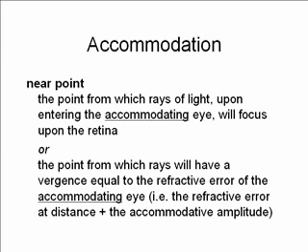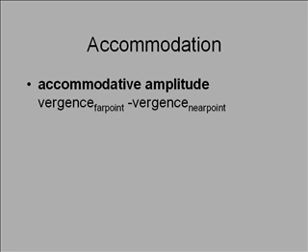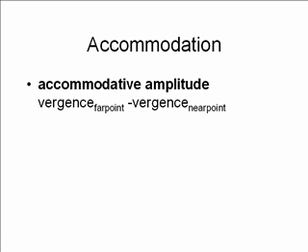The near point is the point from which rays of light upon entering the maximally accommodating eye will focus upon the retina, or the point from which rays of light will have a divergence equal to the refractive error of the maximally accommodating eye. That is to say, the refractive error at distance plus the accommodative amplitude. Accommodative amplitude can be thought of as being the divergence at the far point minus the divergence at the near point.